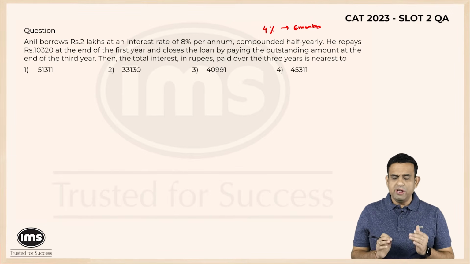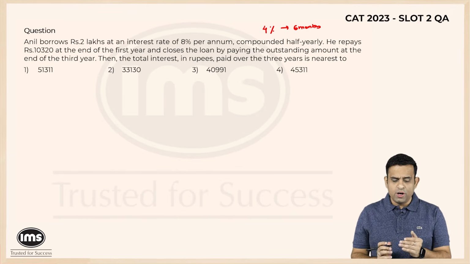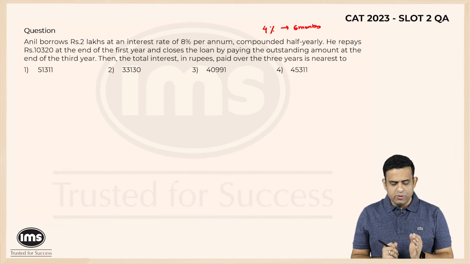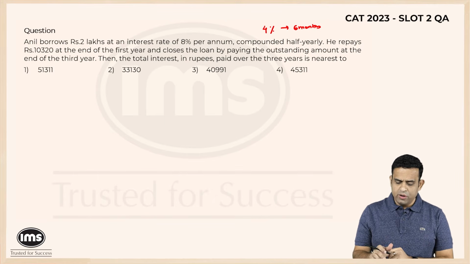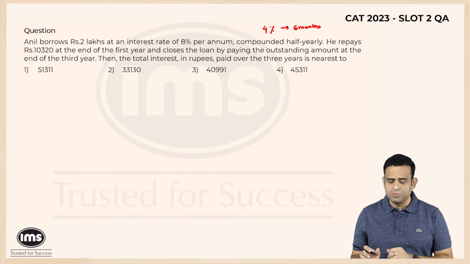He repays rupee 10,320 at the end of the first year and closes the loan by paying the outstanding amount at the end of the third year. Then the total interest in rupee paid over the 3 years is nearest to how much?